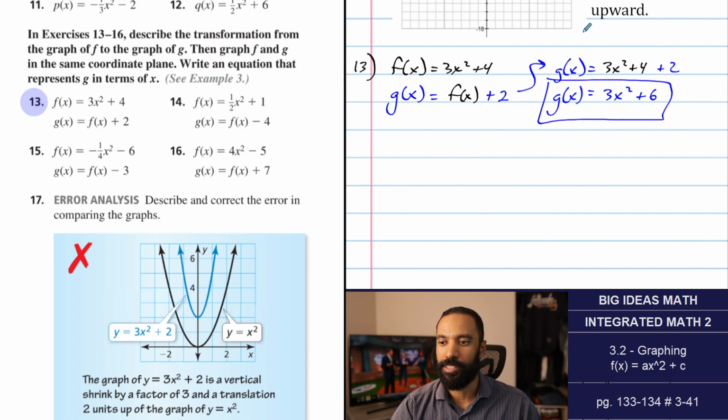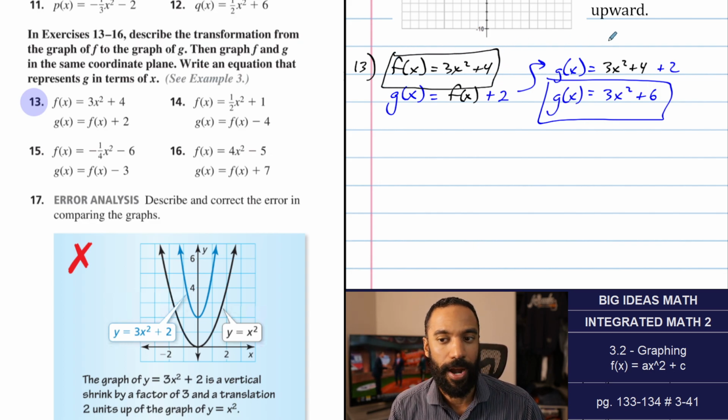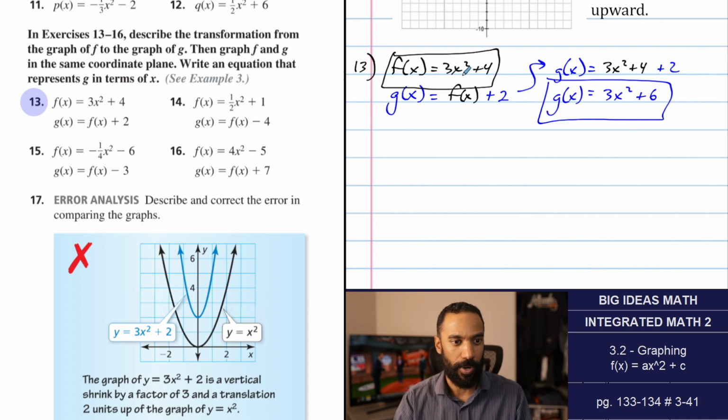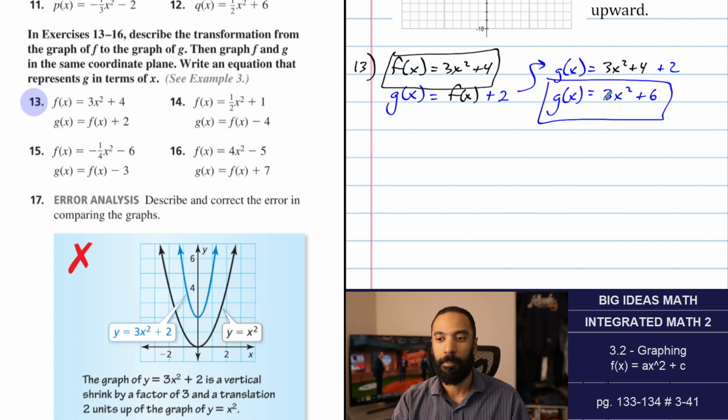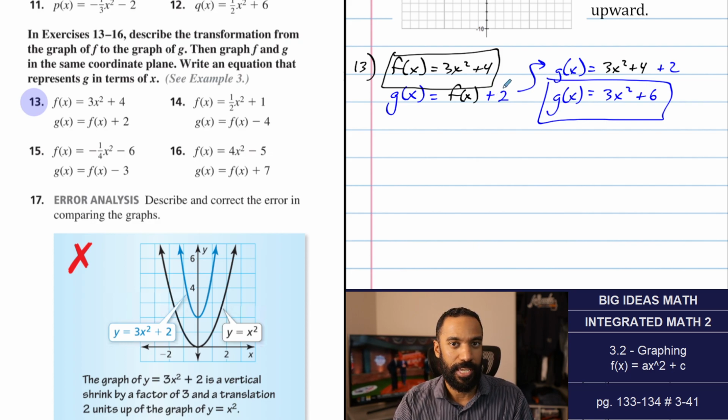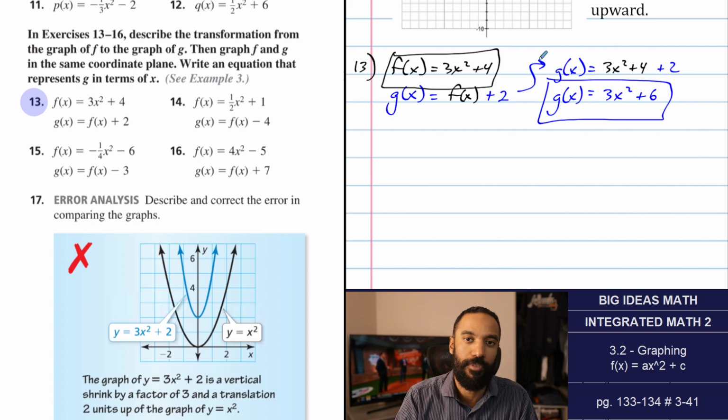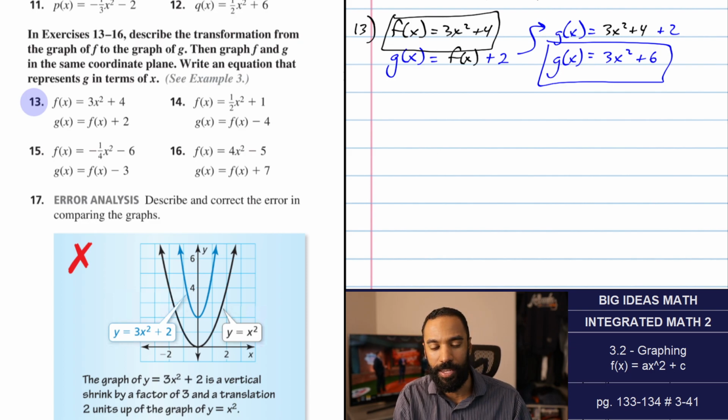So what's the difference between this guy and this guy? They both have 3x squared. This isn't a parent function, but this is the original function we do this off of. Comparing them transformatively, that plus 2 means, like it does for plus c, a vertical translation. You move it 2 units further upward than the previous graph.